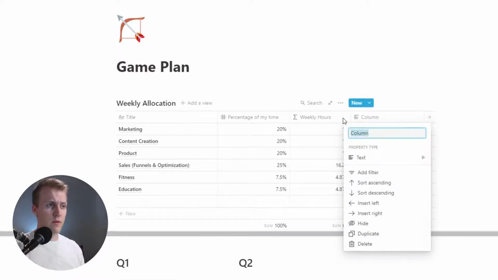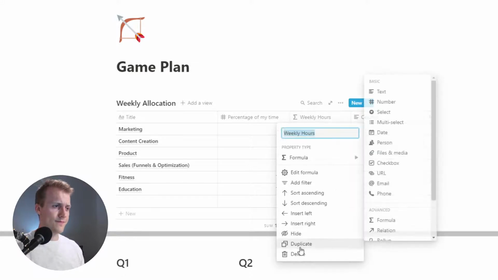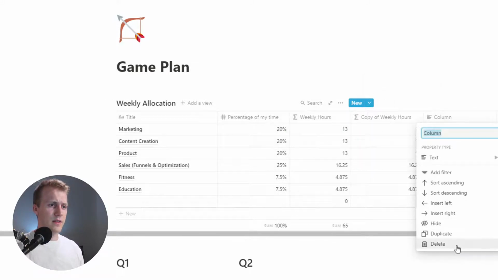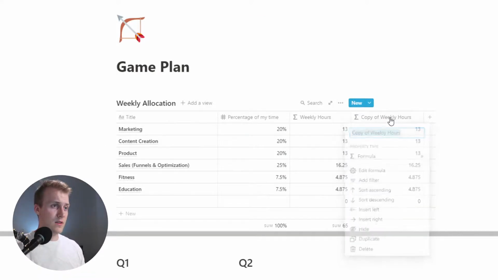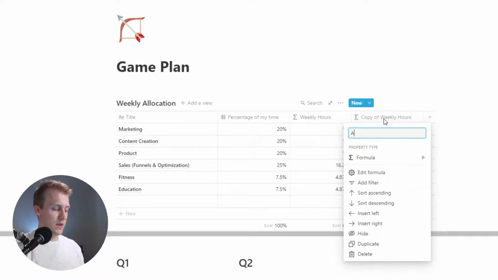I guess we can go even one step further. Here, I can just duplicate that. I'm telling you guys, get on Notion. Love this. Hours per day, so like average hours per day. Let's do that. Edit that formula.